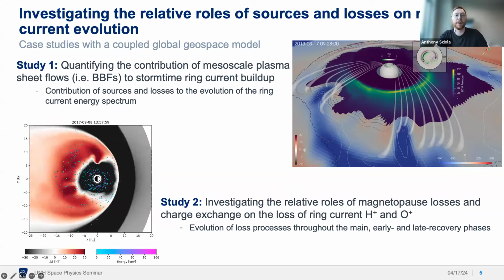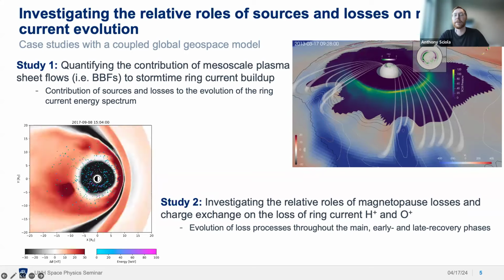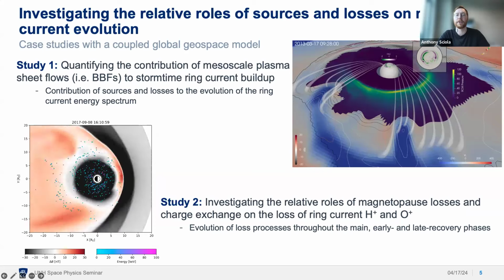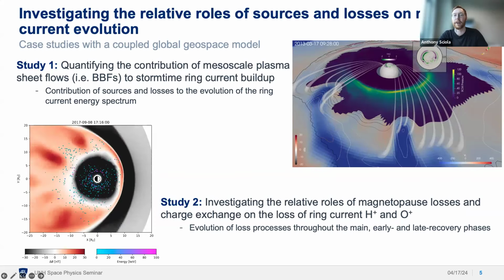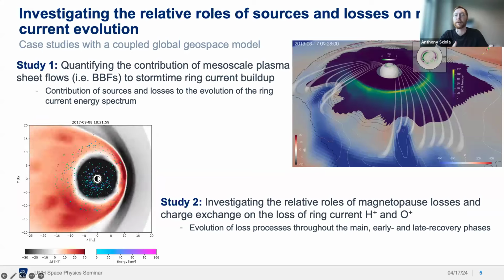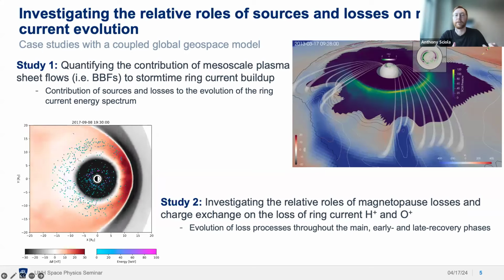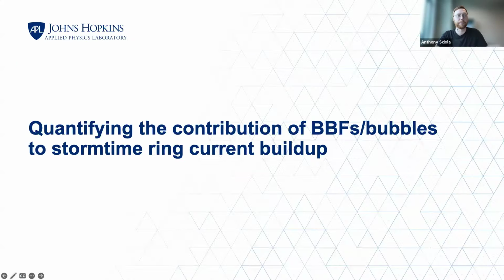The second is going to be including test particles to investigate the relative roles of magnetopause losses and charge exchange on the loss of ring current H+ and O+, and then how those loss processes evolve throughout the phases of the storm.